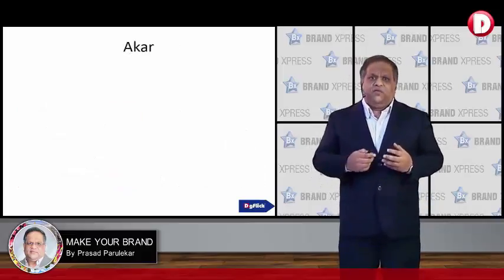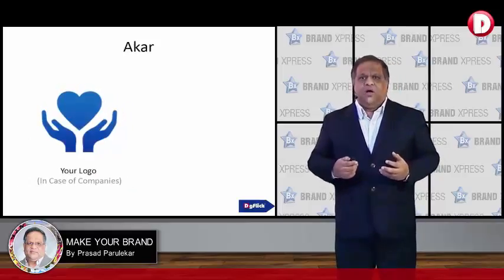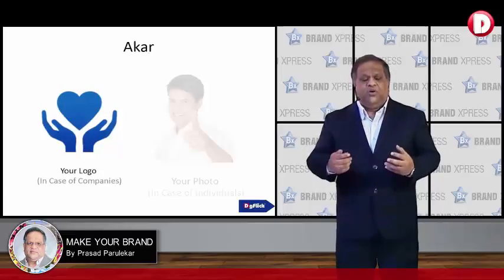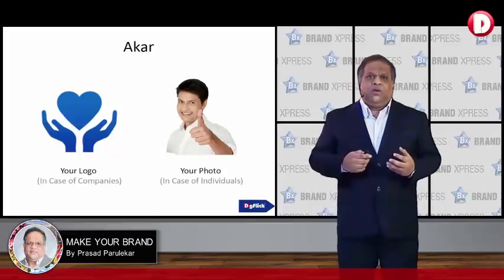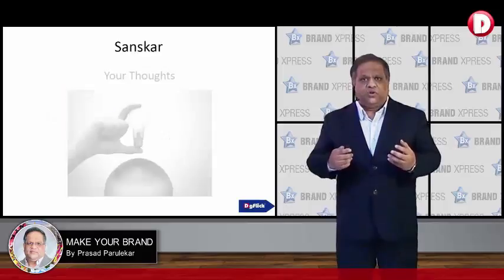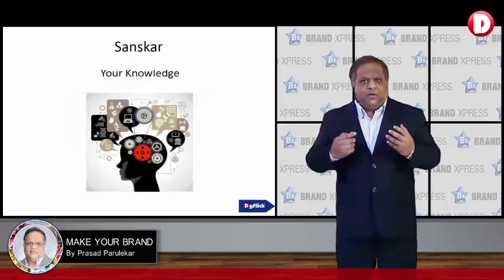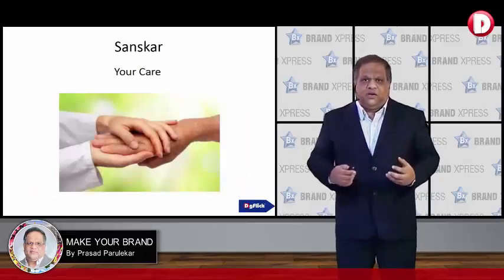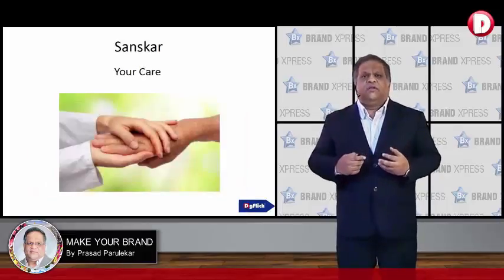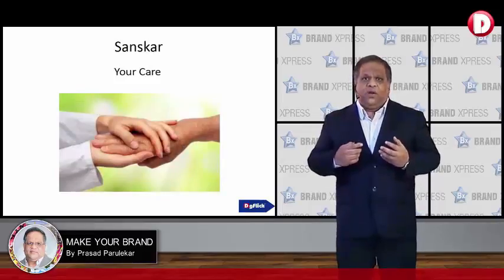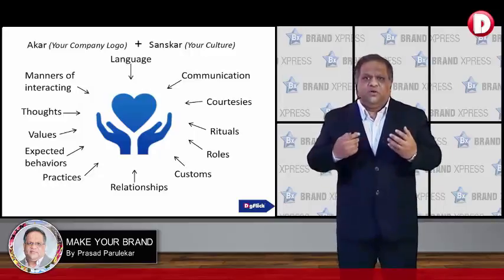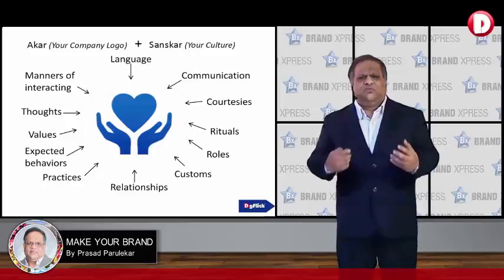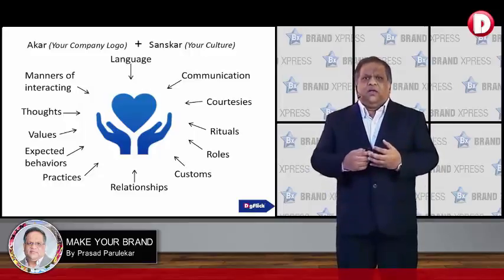So what is akar? If you are a company, your logo is your akar. Or if you are an individual professional, your own photo is your akar. So akar is your logo or your photo. Then what is sanskar? Sanskar is your thought, your knowledge, your wish, and not just that, but your care. So all these things together are your sanskar. So a brand is your logo or photo plus your sanskar, which is like your rituals, role, relationship, practices, values, thoughts, everything together is image.